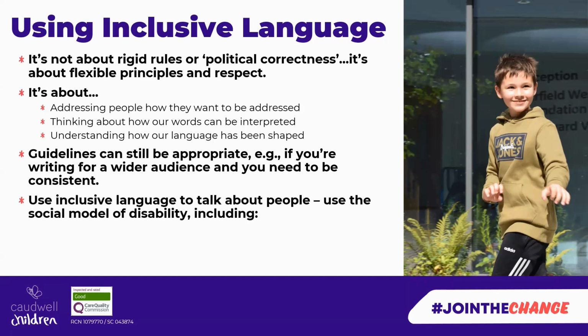When we use inclusive language to talk about people, we want to be using something called the social model of disability. So that looks at using plain English, avoiding acronyms because they can be really, really confusing, and avoiding jargon, because although it might be natural to us to use something that's specific to our role or our activities, it might actually be quite confusing for other people.